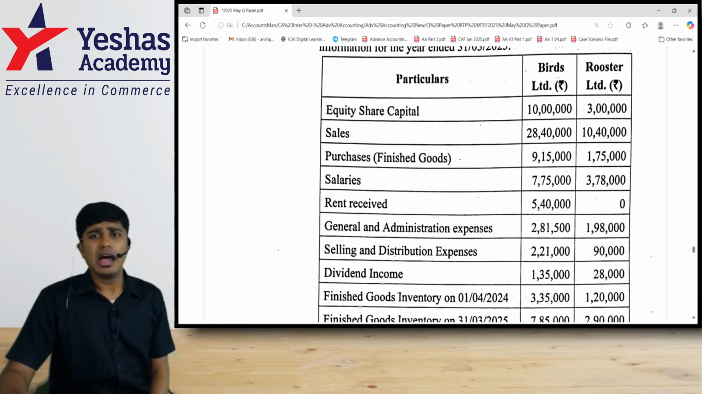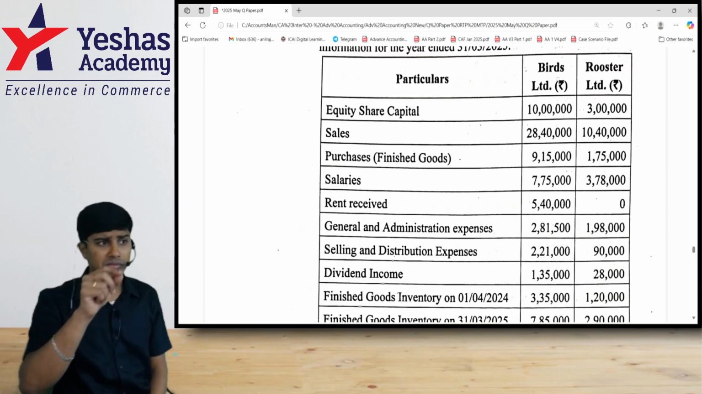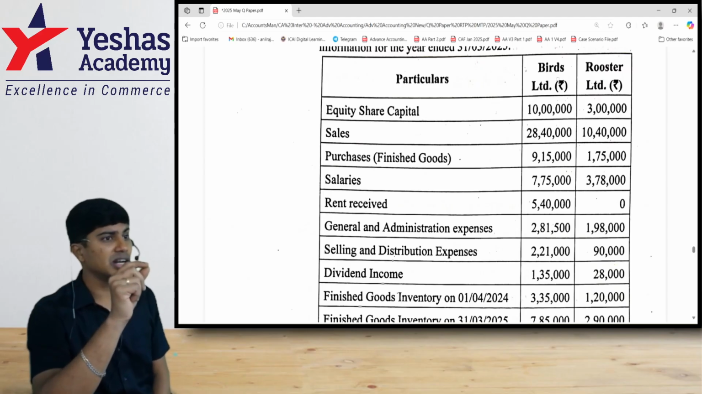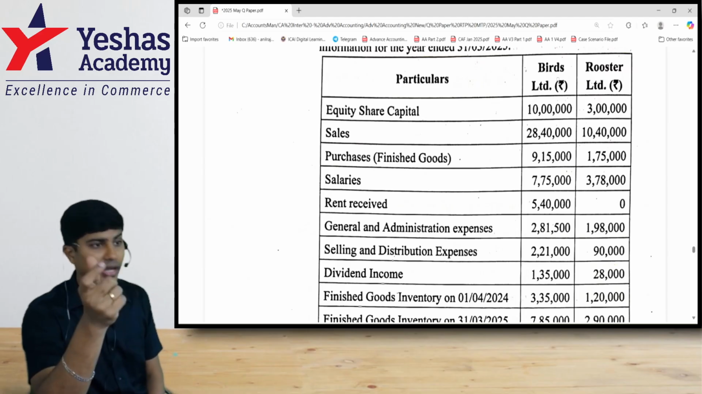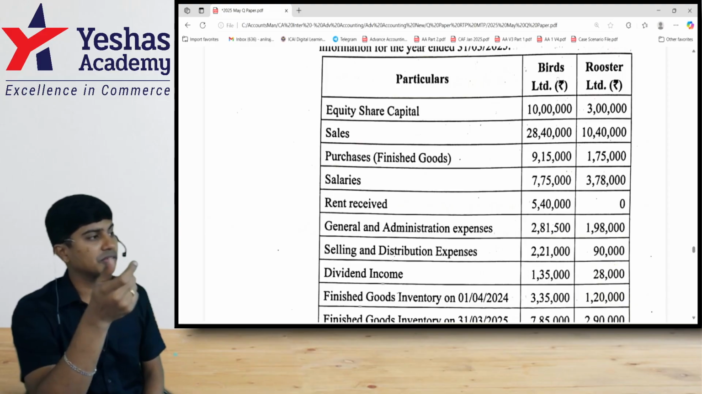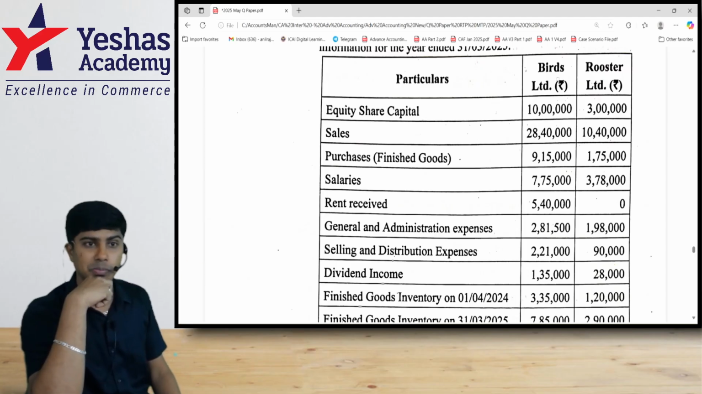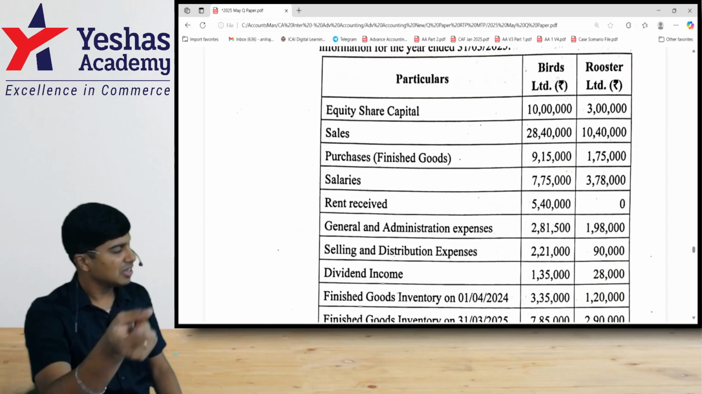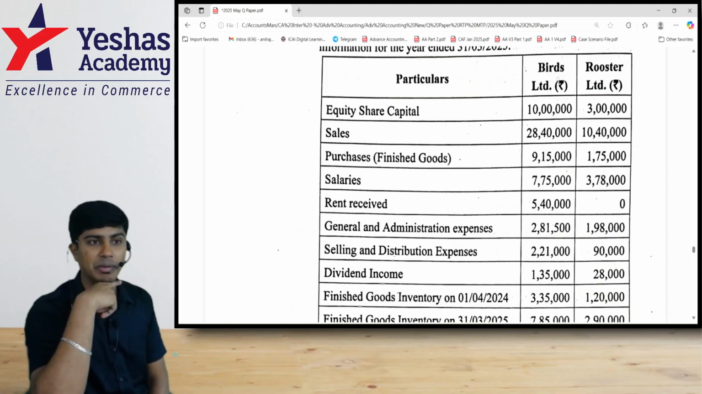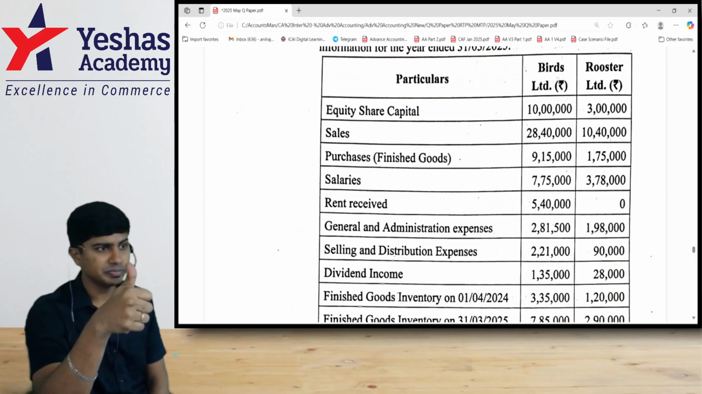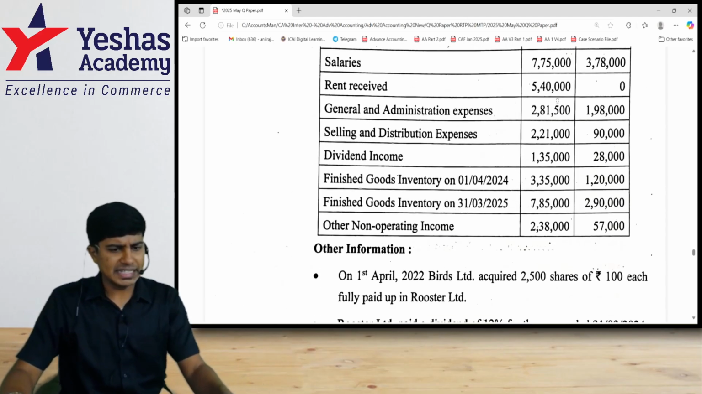Why would we need it? After we prepare consolidated PL, at the end, we'd have to transfer the portion of the holding what minority hold. For them, whatever the share in the profit of subsidiary that they get has to be deducted from consolidated PL. For that, we want percentage. For that reason, they've given us the equity share capital of both companies. Understood? Let's proceed. See the end of the question.